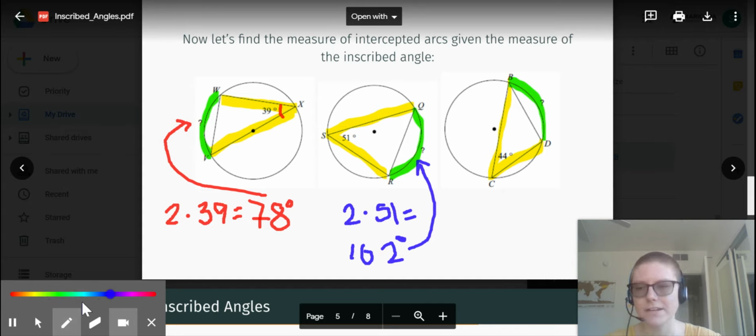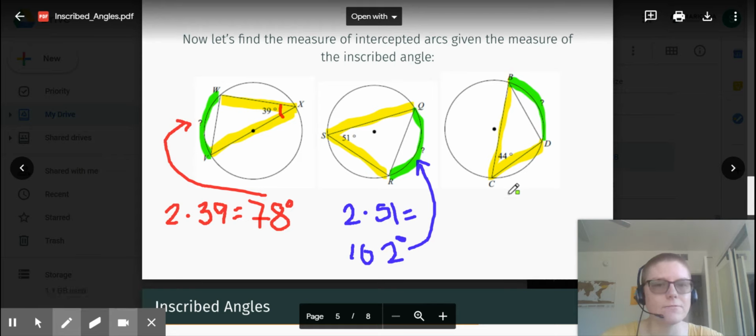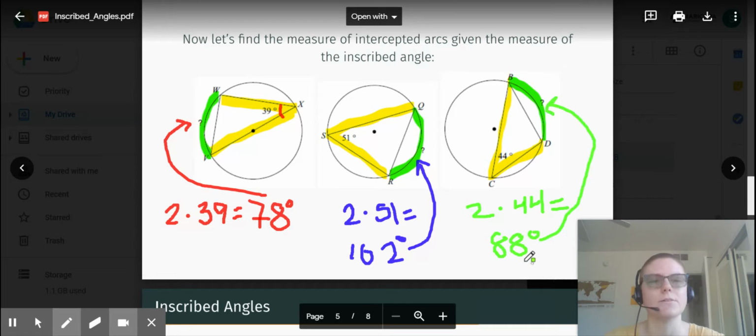All right, and finally, we'll do this last one in green. We got 44 here, so our arc is going to be twice as big. 2 times 44. Probably don't even need to break that one up. You can just see 2 4s doubled. It's going to be 2 8s. And that goes there. So 88 degrees for this arc. All right. So hopefully that makes sense to you.